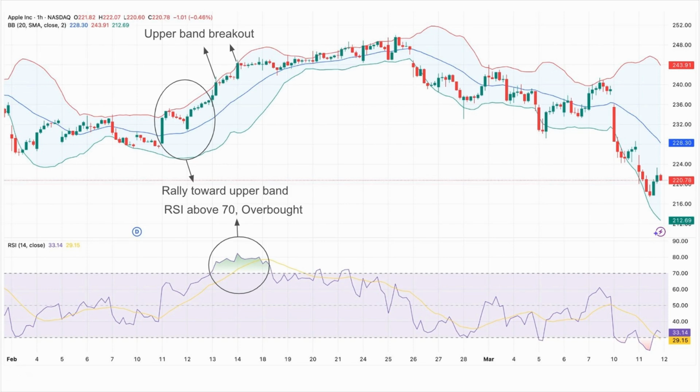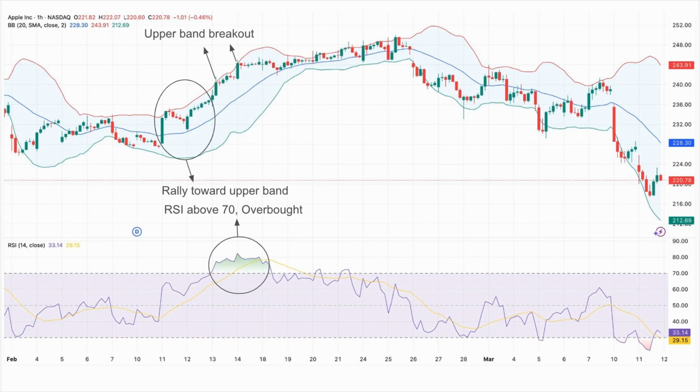What does this mean? An RSI above 70 suggests that buying pressure is extreme, but also a risk of a pullback. While prices can remain overbought in strong trends, traders often watch for a reversal. Overbought doesn't mean sell immediately, but it suggests that the stock has risen too fast and may need a pullback.